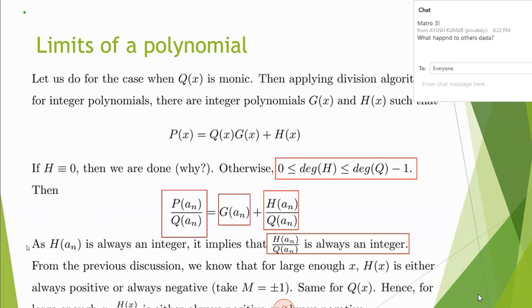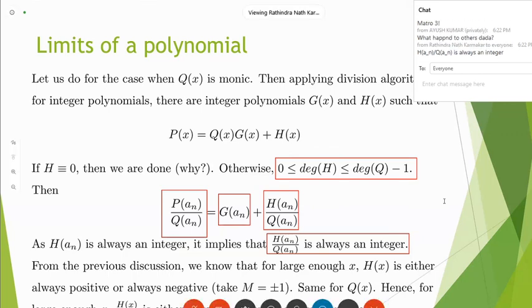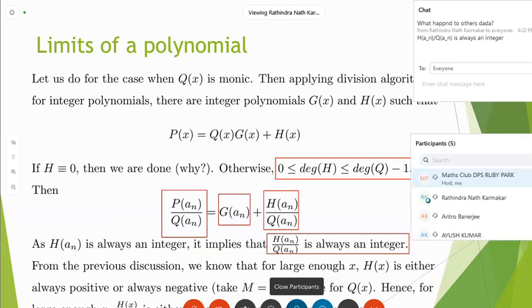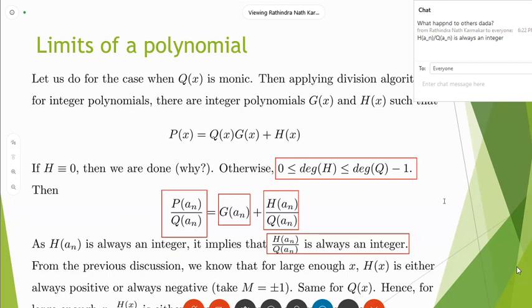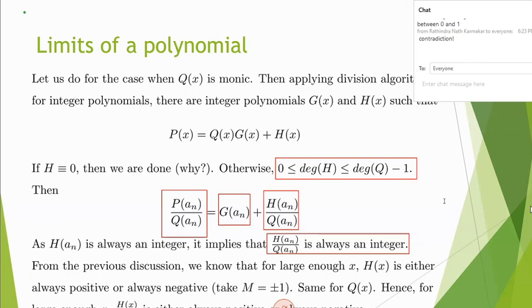So I'll write it in the chat. h of n by q of n is always an integer, but for large n, that is for n greater than or equal to k, for some k, h of n by q of n lies between 0 and 1, and that is a contradiction because there is no integer between 0 and 1.